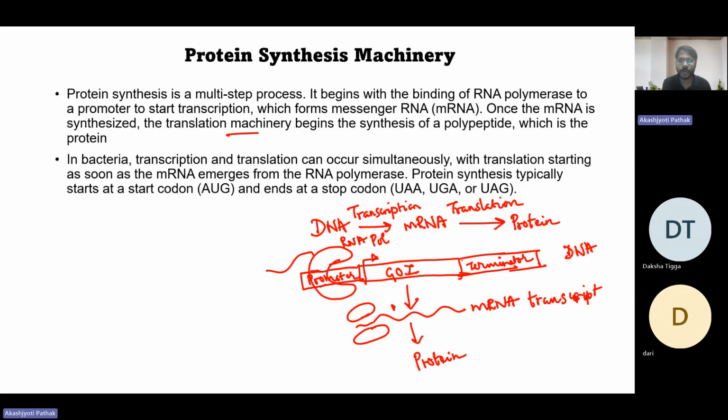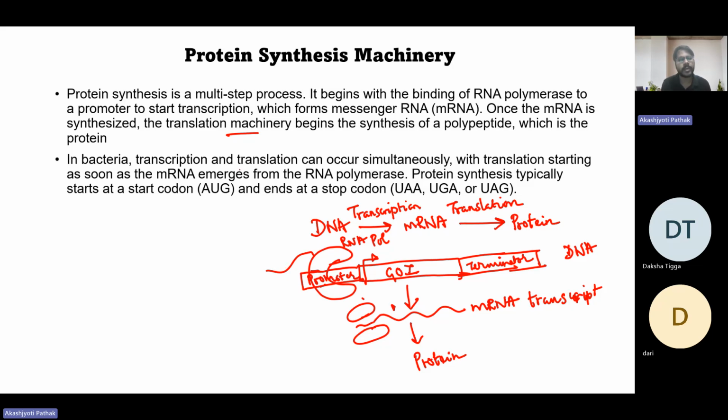Once your mRNA is formed, then the ribosome will come, then there are tRNAs. All these different molecules will bind to your mRNA, and it will start synthesizing the amino acids. Depending on the codon which is present in your mRNA, your amino acids will be attached one by one, and you will get a polypeptide chain.